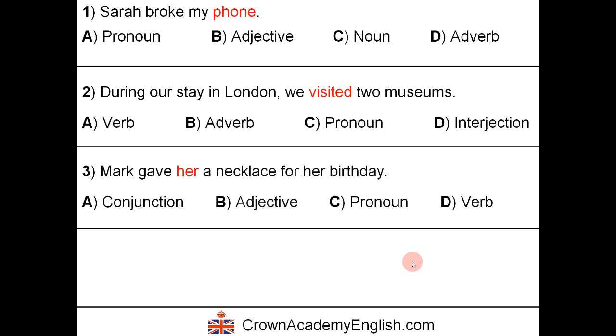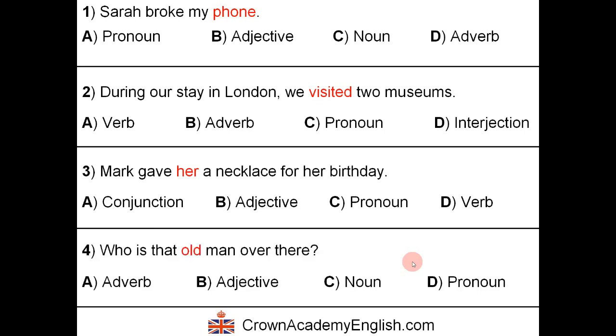Question 4. Who is that old man over there? So the word in red is old. So in this sentence, what type of word is old? Is it A, an adverb, B, an adjective, C, a noun, or D, a pronoun?